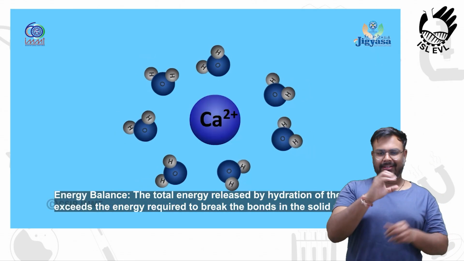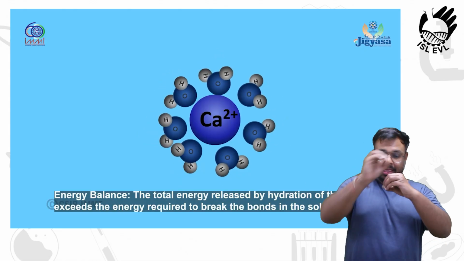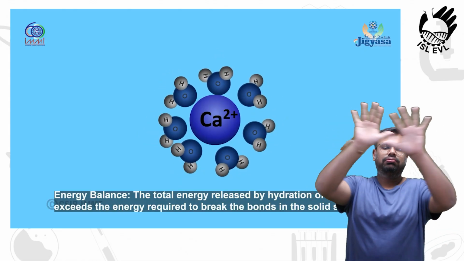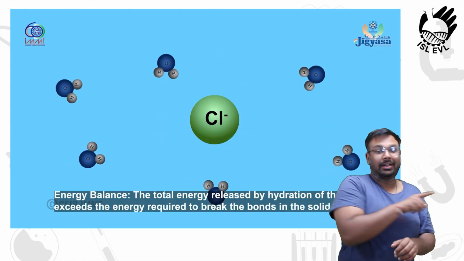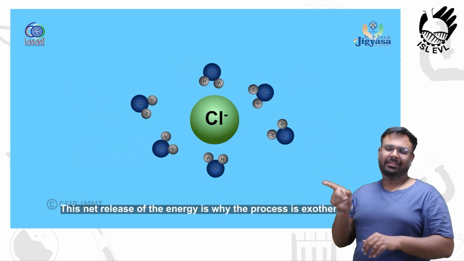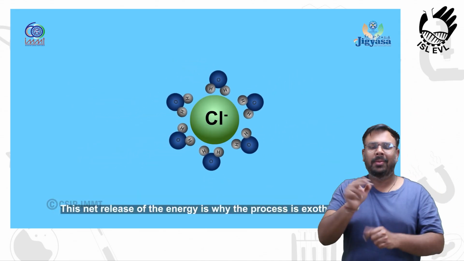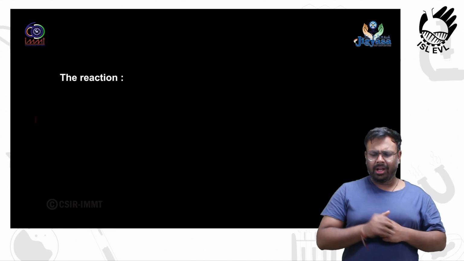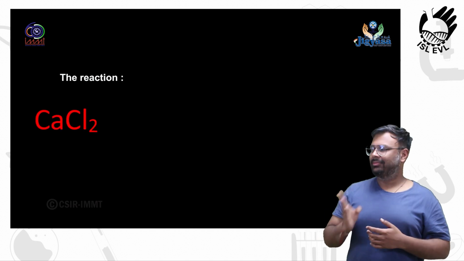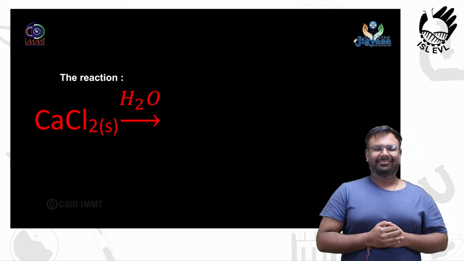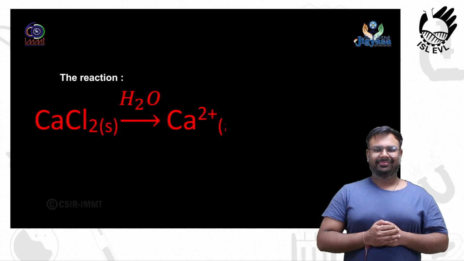Energy balance. The total energy released by hydration of the ions exceeds the energy required to break the bonds in the solid salt. This net release of the energy is why the process is exothermic, and the reaction is calcium chloride in presence of water gives rise to Ca2+ 2Cl-.